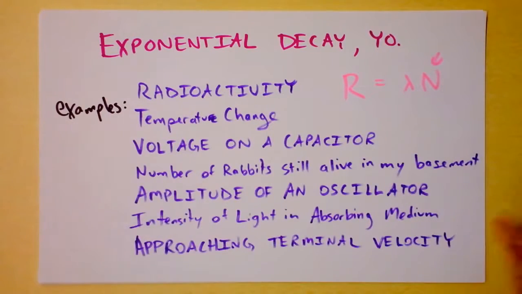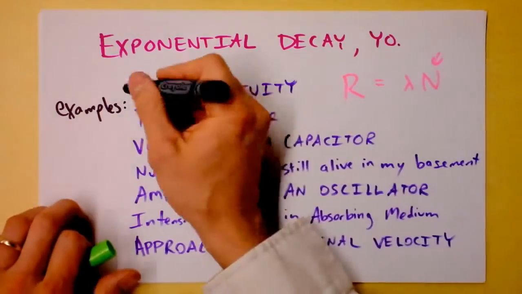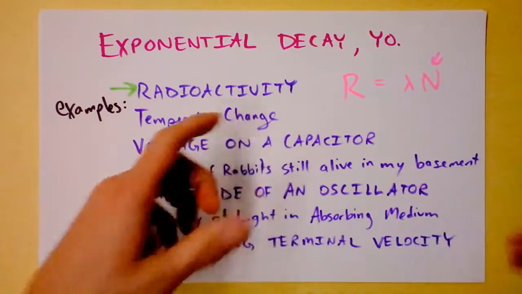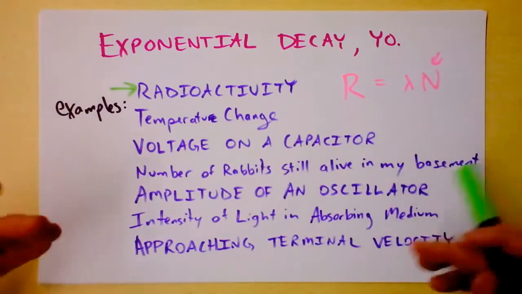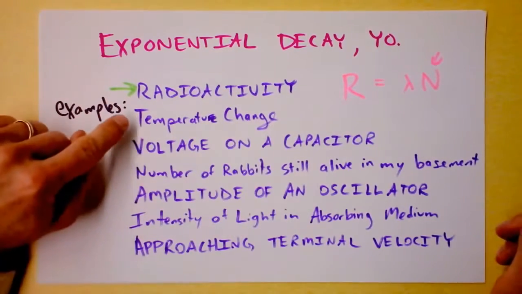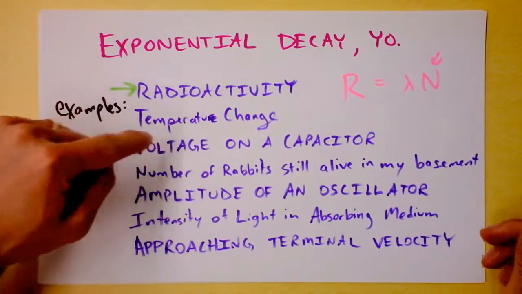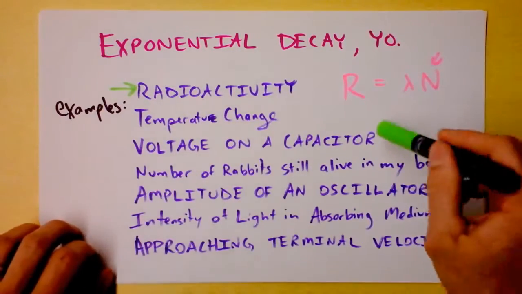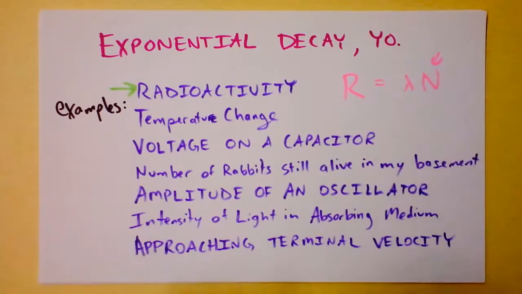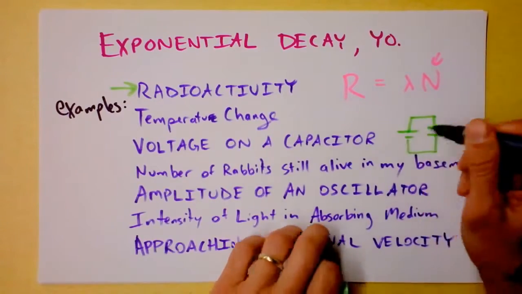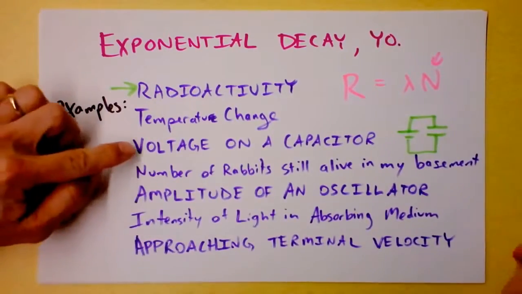There are a lot of ways to see exponential decay in physics, and I'll throw a few of them at you. We're going to talk about radioactivity today, but I also see exponential decay in temperature change between two bodies that are coming to the same temperature, because the flow of heat depends on the difference in temperature. As the difference gets smaller, the flow of heat gets smaller. So we'll see exponential decay there. Voltage on a capacitor: the current depends on the voltage difference between the capacitor and the battery that you're charging it with. As the capacitor charges up, it gets closer and closer. So we've seen exponential decay in voltage on a capacitor.